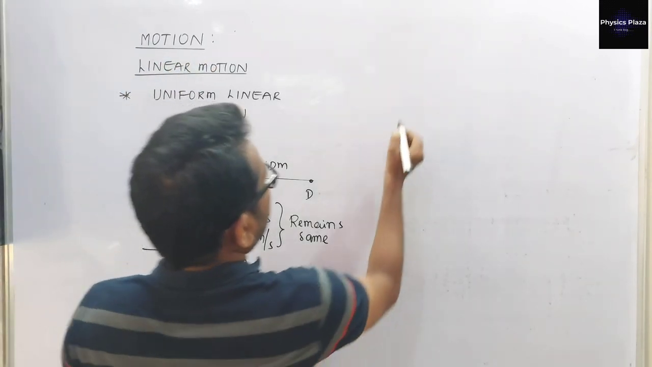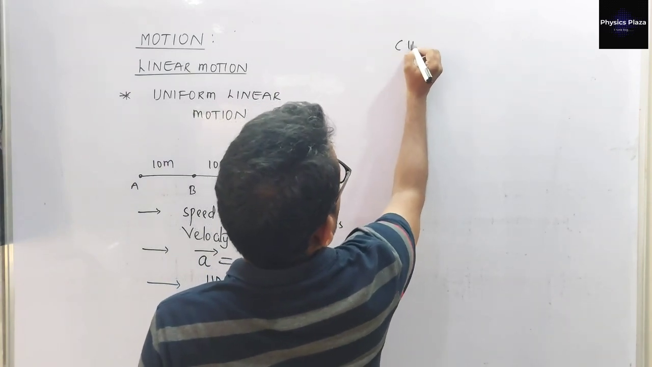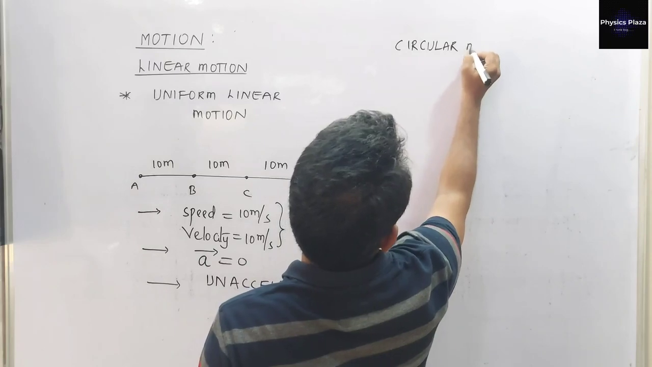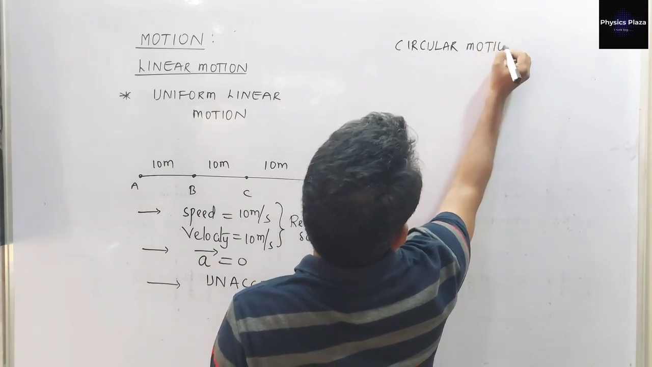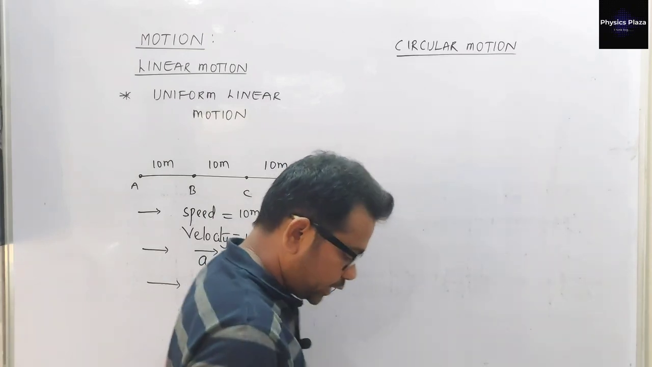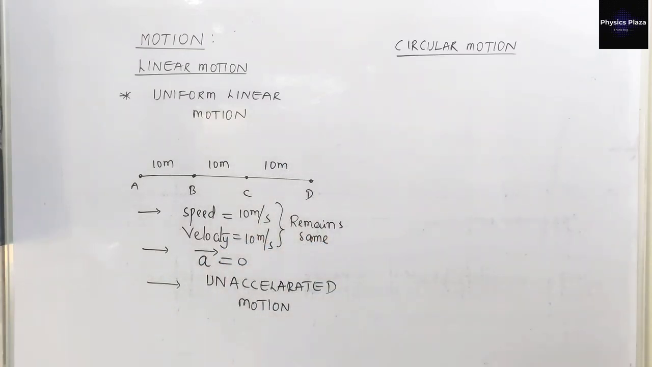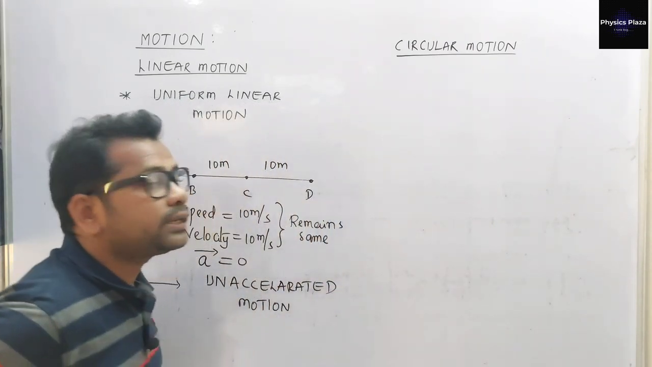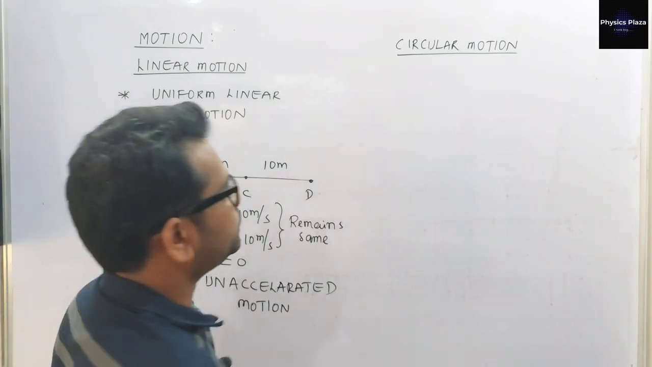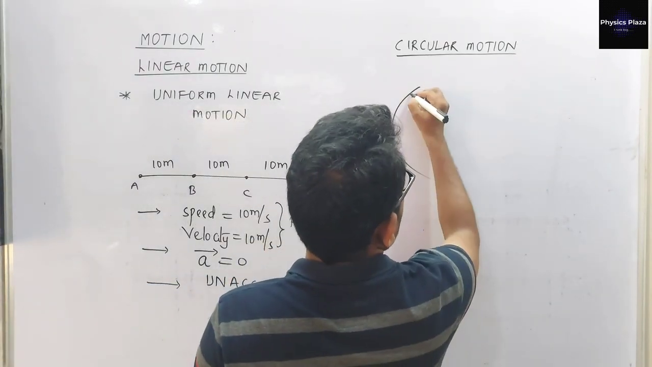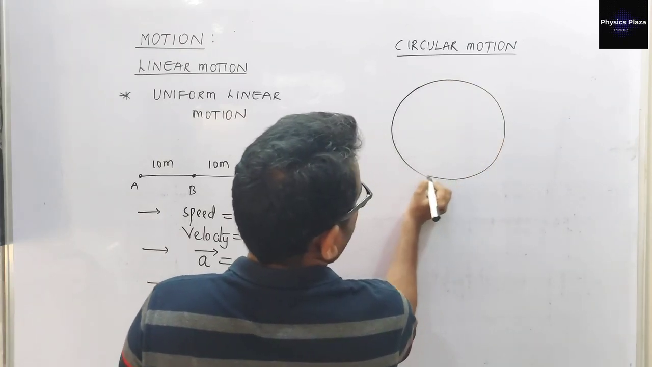Now children, what is circular motion? Here the path along which the body is moving is different. If any object is going along a circular path, then it is said to be in circular motion. So let us take one example here. Let us take one circular path here.